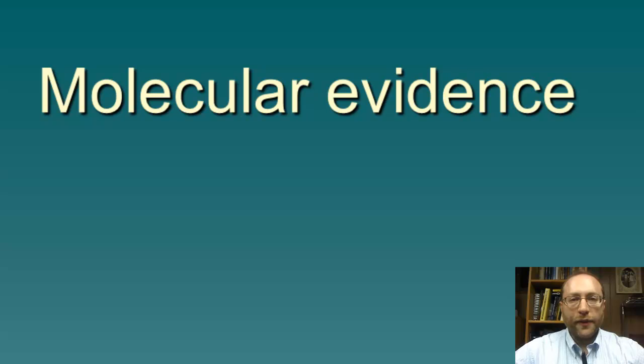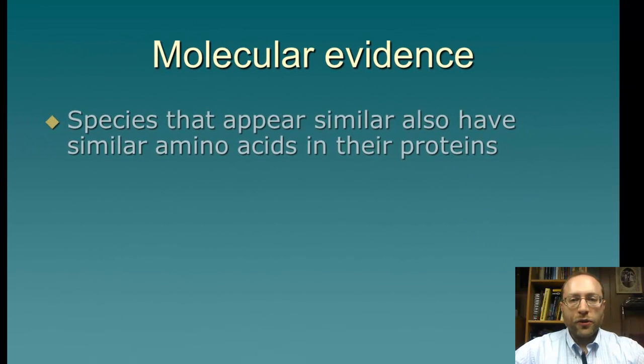There's also molecular evidence. And the molecular evidence is so strong that even if it was impossible for fossils to form, even if we had no idea what was around before today, we would know that all species today had a common ancestor. Because when we look at species that appear similar, we notice that they have similar amino acids in their proteins. The more similar they are, the more similarities they have in those proteins. We'll be seeing this in a lab that we'll be doing very shortly.